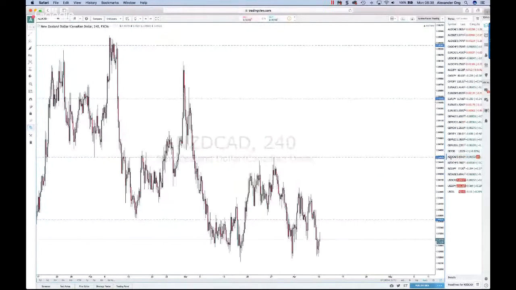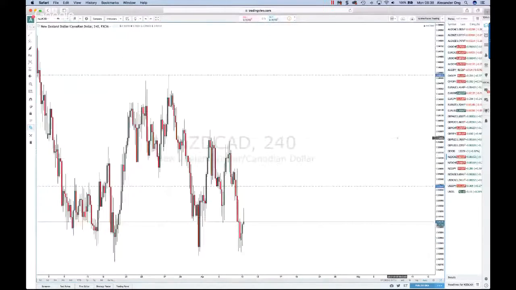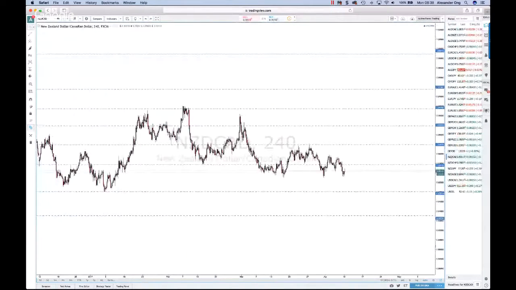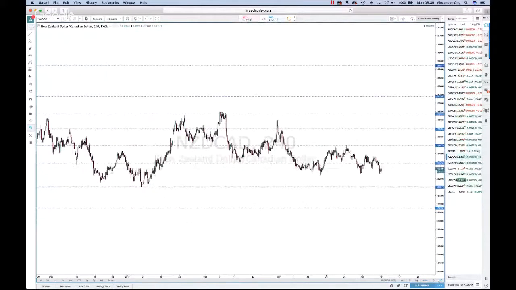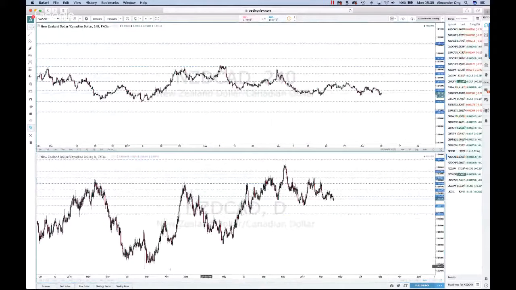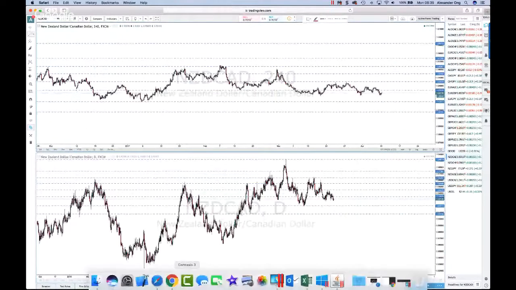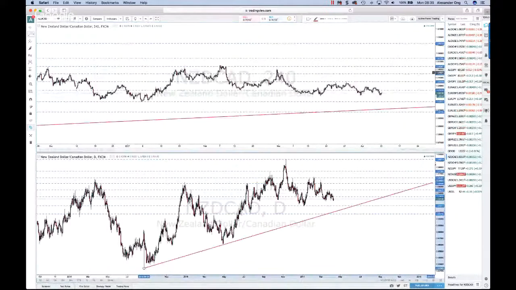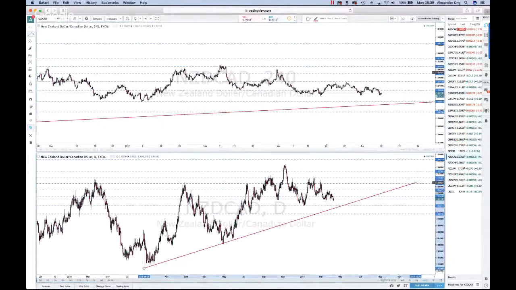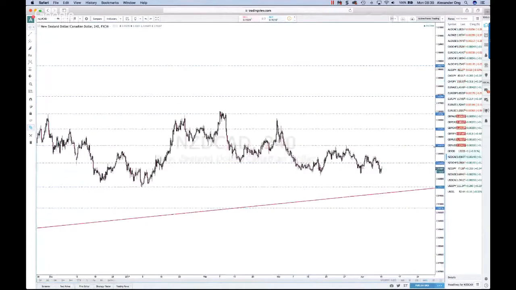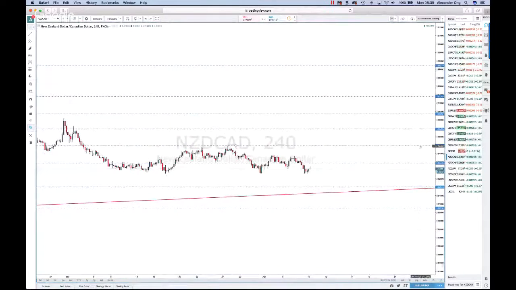New Zealand CAD. Bit untidy. You'd have to say that it was kind of to the upside. You've got this trend line over here, like this. If the price can pull back to that area, then I'll look to take a buy trade from here. So I'm looking to buy the New Zealand CAD if it can come down to the 92.00 area.